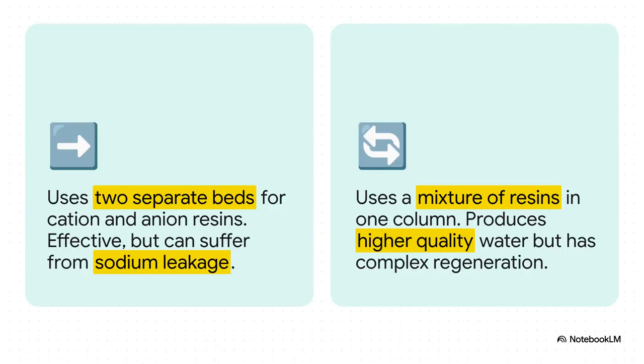Okay, for your exam, you definitely need to understand the trade-off here. Two-bed systems are kind of the workhorses. You have one tank with cation resin, a second tank with anion resin. They work great, they're simpler to regenerate, but they can have something called sodium leakage. Mixed-bed systems, on the other hand, jam both resins into one single tank. This gives you ultra-pure water, because the exchange happens all at once. But believe me, regeneration is way more complex, and the system is a lot more sensitive to getting fouled up.